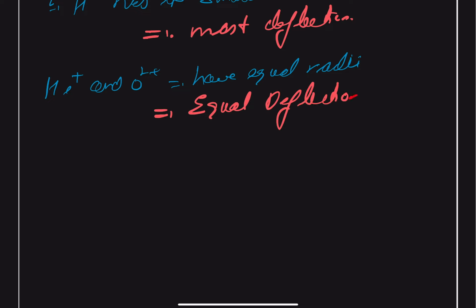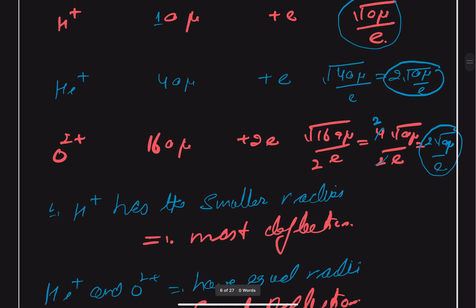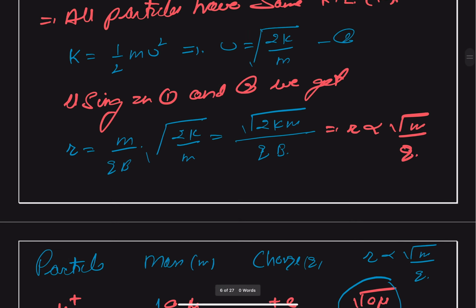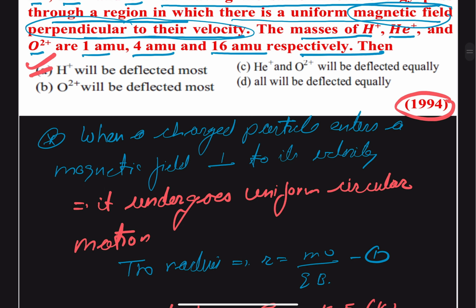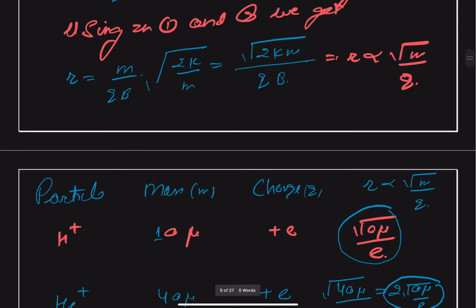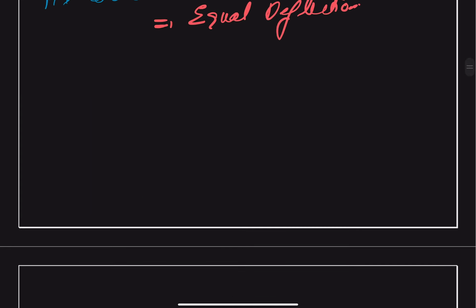They will be having equal deflection. So the option, if we check, is our option number A is the correct one, and option number C is also correct one. So option A and C are correct.